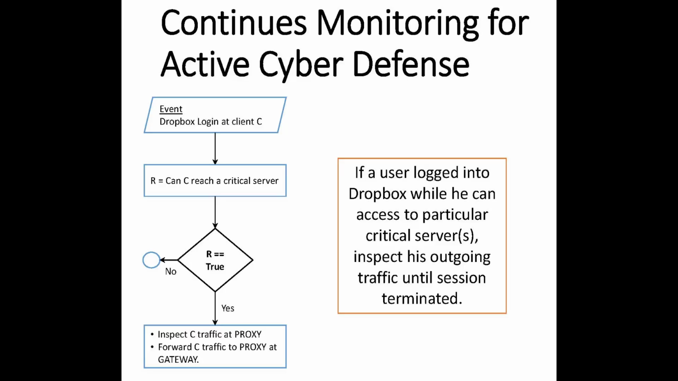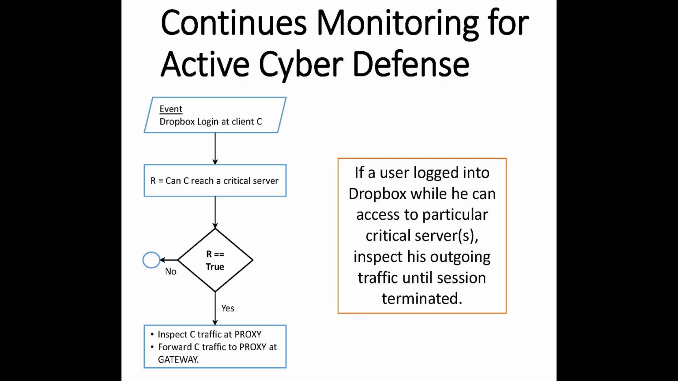In this demo, I'll show you another capability of our ActiveSDN controller, which we call continuous monitoring for active cyber defense. So the idea is that if a user can log in to a vulnerable service while he can access a particular critical service, we should inspect his outgoing traffic until the session is terminated to make sure that he is not trying to indirectly launch an attack using the vulnerable service against the critical service. In this case, the vulnerable service that we are assuming is Dropbox.